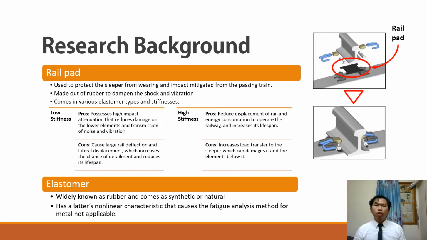On the research background, the research focused on the railpad and the elastomer. From the picture, you can see that the railpad is the circled one, and it is sandwiched between the steel rail at the top and the sleeper at the bottom. The railpad is used to protect the sleeper from wear and the impact from the passing train, and it is made out of rubber to dampen the shock and vibration.